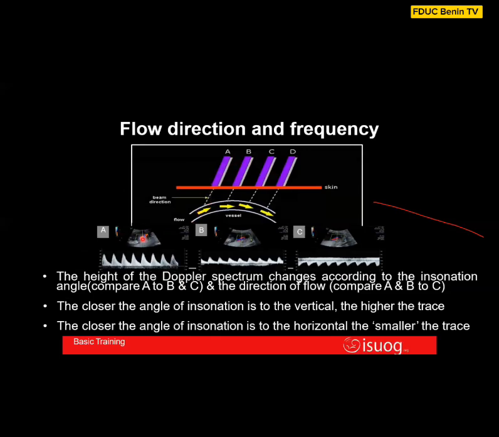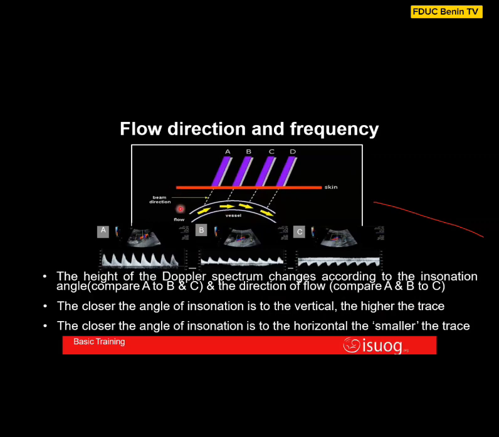So you can see this is showing us the Doppler images, the pulse waves, in relation to the angle of insonation. When the angle of insonation is close to 90, you will not see any image. Nothing will be displayed on the screen. The closer it is to 90 degrees, the smaller the trace. The closer the angle of insonation is to the vertical, the higher the trace. So this is very important when you're doing Doppler.